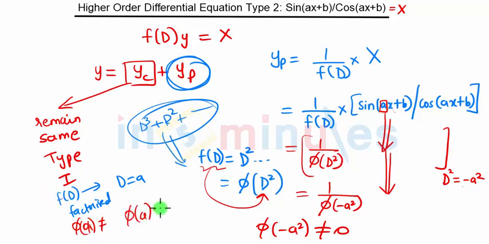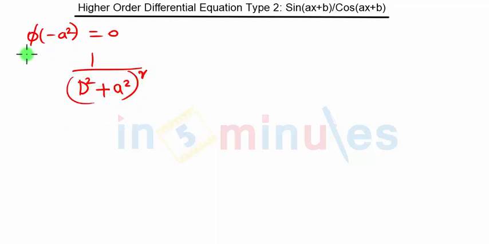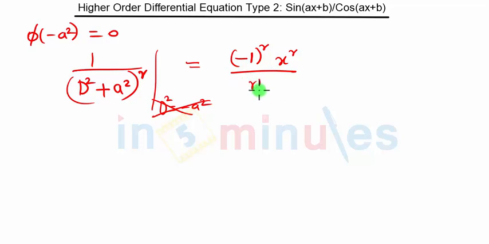In type 1, we used to have phi of a not equal to 0, then that equation was valid. Then if we have phi of a equal to 0, we have x raised to r upon r factorial, something like this. Similarly here, when phi of minus a squared is equal to 0, what are we going to do? When our phi of minus a squared is equal to 0, then our factor was (D squared plus a squared) raised to r. When we substitute D squared equal to minus a squared, this part will become 0, so therefore we do not substitute this part. This part is creating the problem, and the solution for this problem is given by minus 1 the whole raised to r, x raised to r upon r factorial.